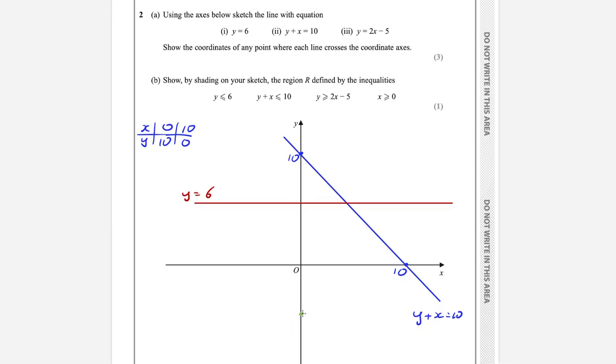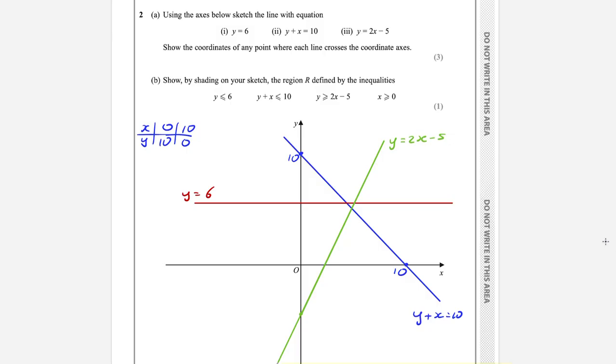Okay, so it'll go something like, okay, if that's, well, that would be 5, gradient of 2, something like this. And then let's go back down here like this. Okay, this is y equals 2x minus 5. And okay, well that's those 3. Then he says show by shading on the region the line that satisfies these 3.